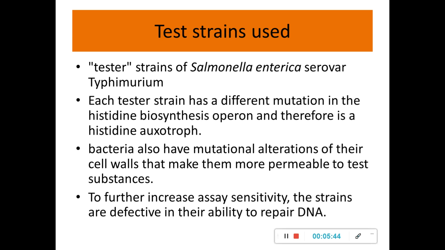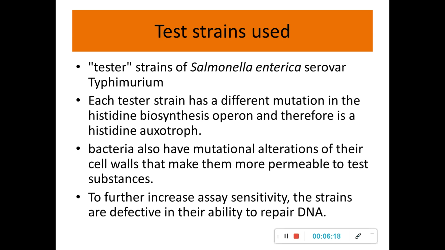So the Salmonella enterica serovar typhimurium strain which has been taken here is a histidine auxotroph, and this bacterium is also mutated in its cell wall to make it more permeable to the test substances. Also, to further increase the assay sensitivity, the strains are defective in their ability to repair DNA. So, three important characteristics are incorporated into the Salmonella enterica serovar typhimurium.